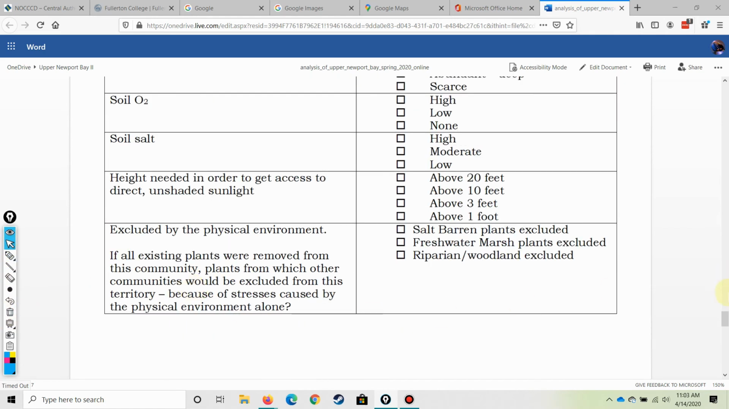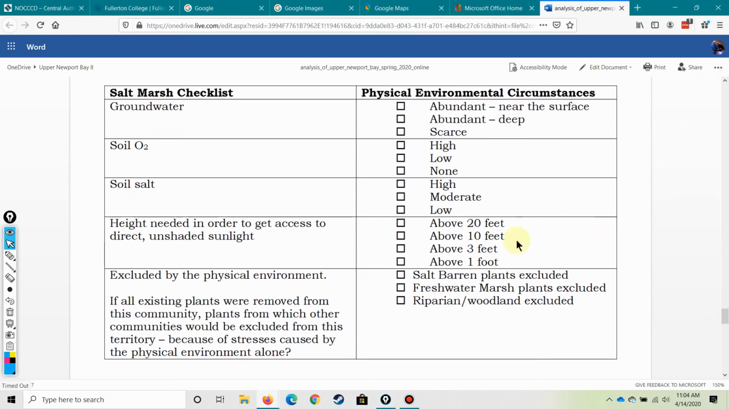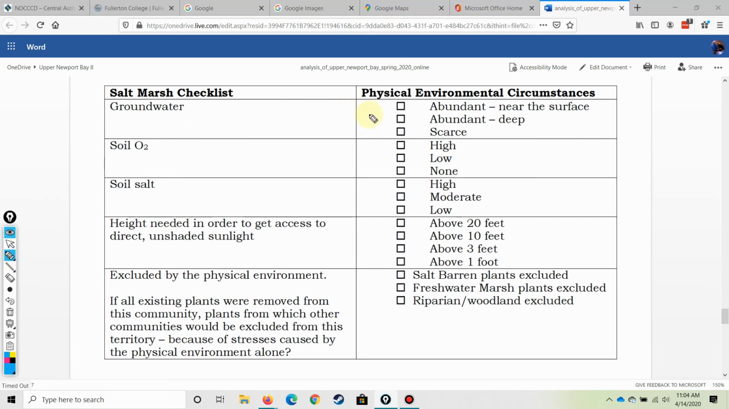So let's move to the salt marsh checklist. The salt marsh was populated by cordgrass, which is a little 3-foot tall grass that lives in the salt marsh. So let's go through that. The groundwater is abundant and near the surface, similar to the freshwater marsh. The soil O2 is 0.